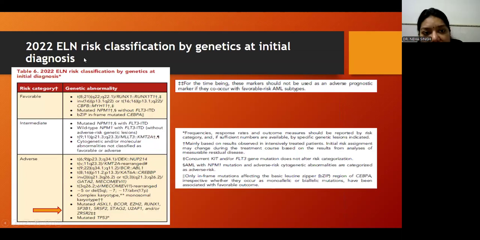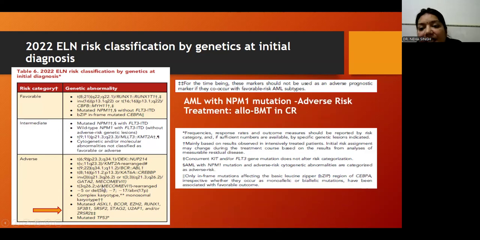Further, if you do the ELN risk stratification based on the 2022 guidelines, you see that usually NPM1, if it is without FLT3-ITD and has an SRSF2, it will not upgrade to adverse. But in our case, because this patient has NPM1 and FLT3-ITD both, your case will upgrade to adverse risk. So this finally becomes an AML with NPM1 mutation, adverse risk, and the treatment will be allo-BMT in CR.